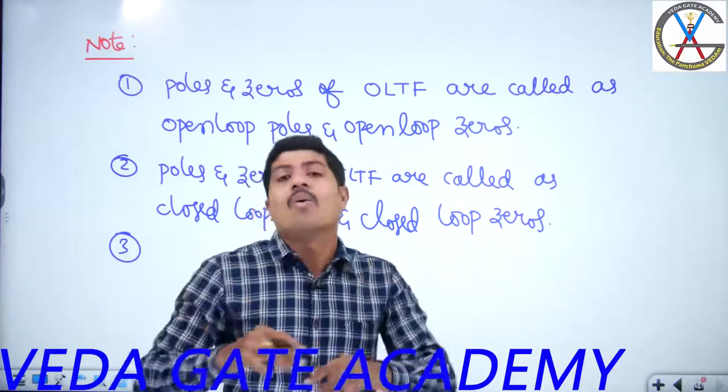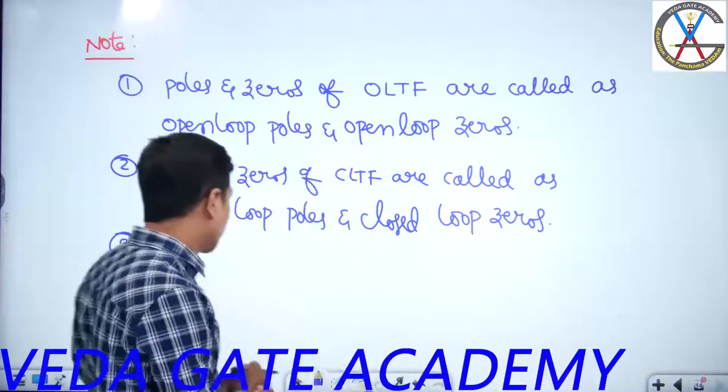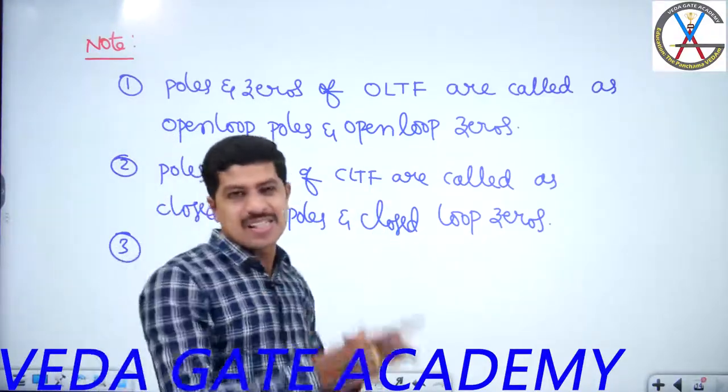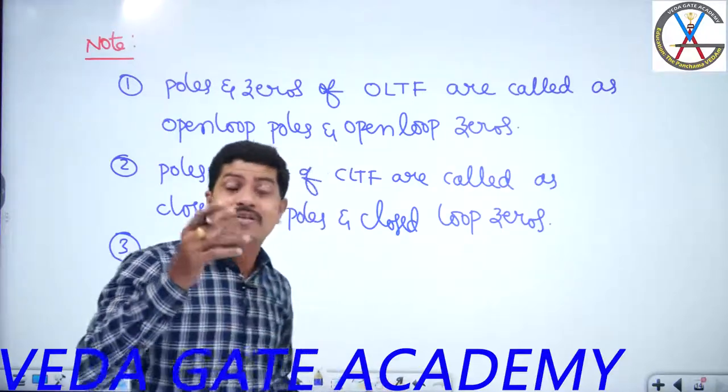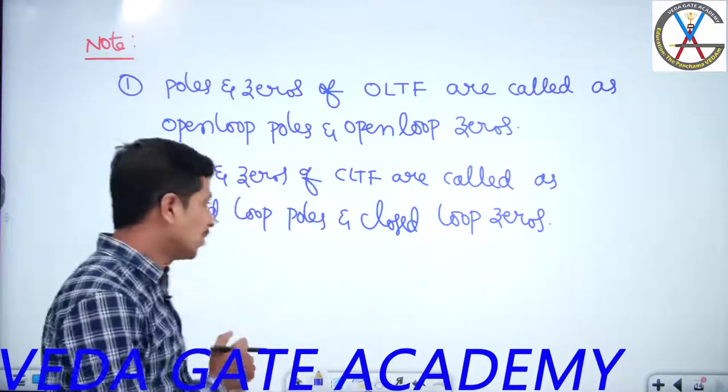What is the system? The complete transfer function, or overall transfer function, will define the system. That's why only the denominator of the closed loop transfer function is called the characteristic polynomial.